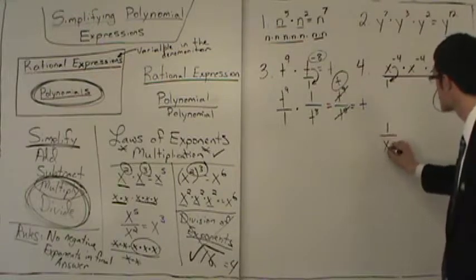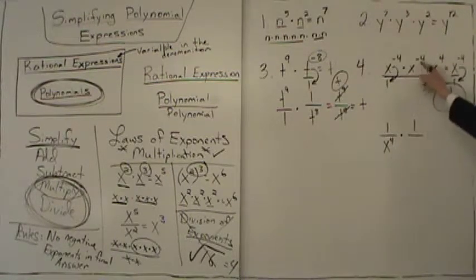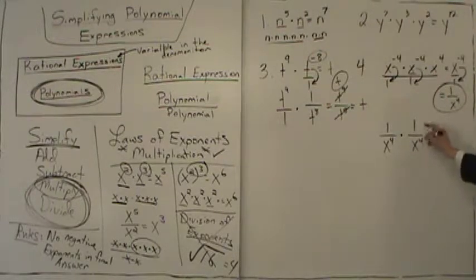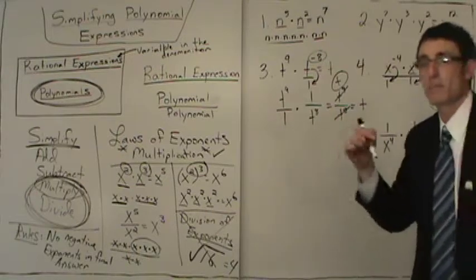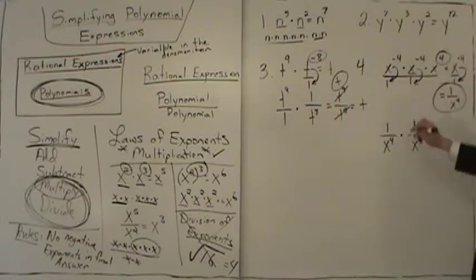We get 1 over x to the 4th, multiplied by what? 1 over x to the negative 4 moves where? To the bottom. 1 over x to the 4th. Remember, move it and make the exponent positive, or change it from negative to positive. Multiplied by what? X to the 4th stays. Why does it stay? Because the exponent is positive. So we have x to the 4th over what?